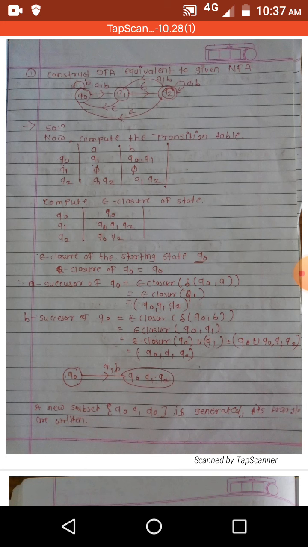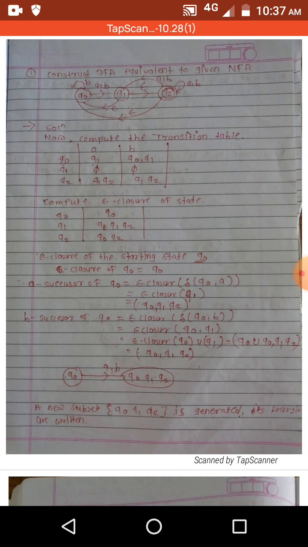Next in our given example, Q1 on epsilon goes to Q2, and Q2 on epsilon goes to Q0 and itself. So the epsilon closure of Q1 is Q0, Q1, Q2. Next we find the epsilon closure of the starting state Q0. The closure of Q0 is equal to Q0, because Q0's closure is only Q0.